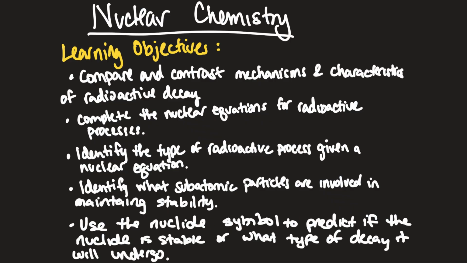And then the last one, E, use the nuclide symbol to predict if the nuclide is stable or what type of decay it will undergo. So if it's going to undergo some type of decay, what will it be? And there are patterns that we can look at. So let's go ahead and get started.